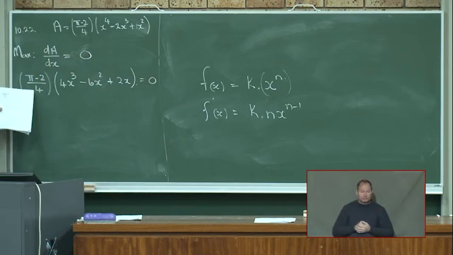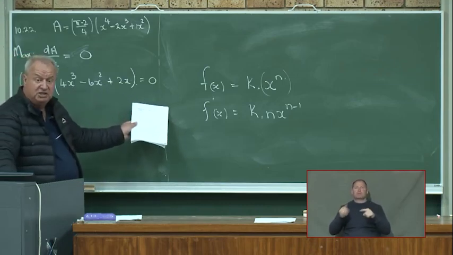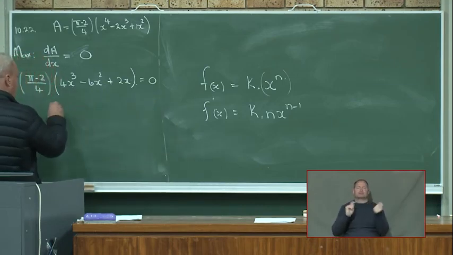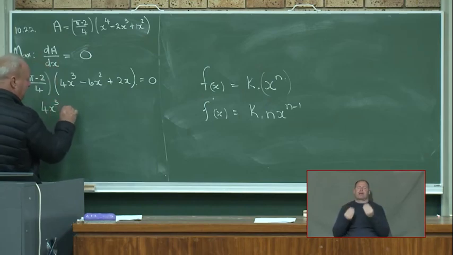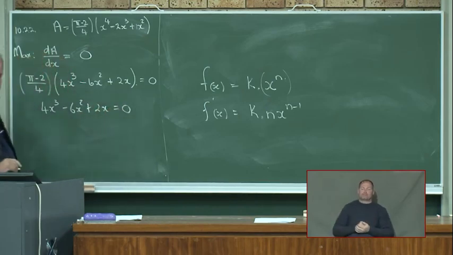Next, this here is a constant. So I can divide both sides by a constant and it changes nothing. So what am I left with? 4x cubed minus 6x squared plus 2x equal to 0, correct?